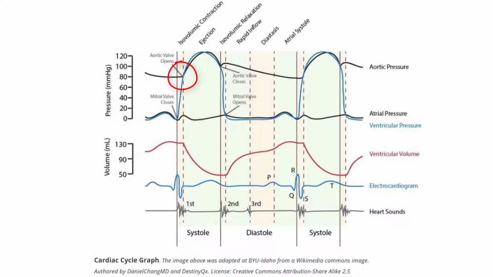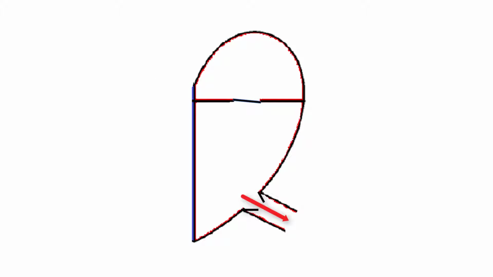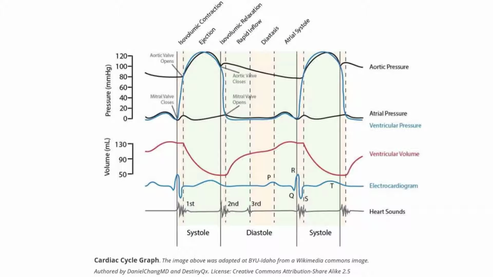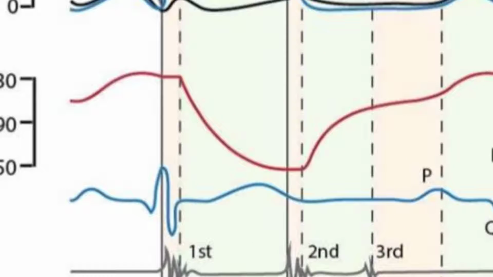So if we're ejecting blood into the aorta, what do you expect the ventricular volume to do? Well, you would expect it, obviously, to decrease. We're ejecting out, pushing everything through that aortic valve. And so when we take a look at the chart, that's exactly what we see. We see that decrease in ventricular volume.